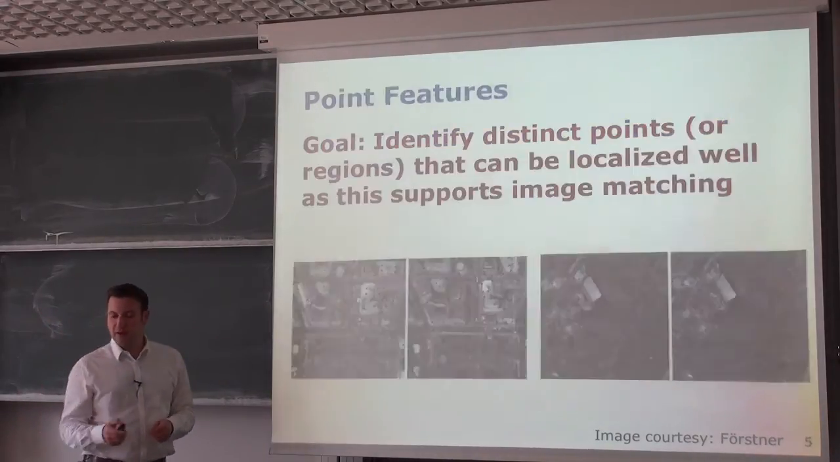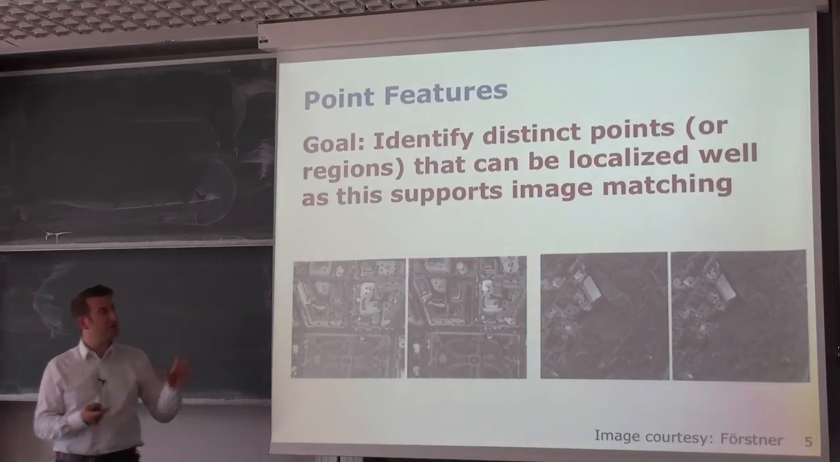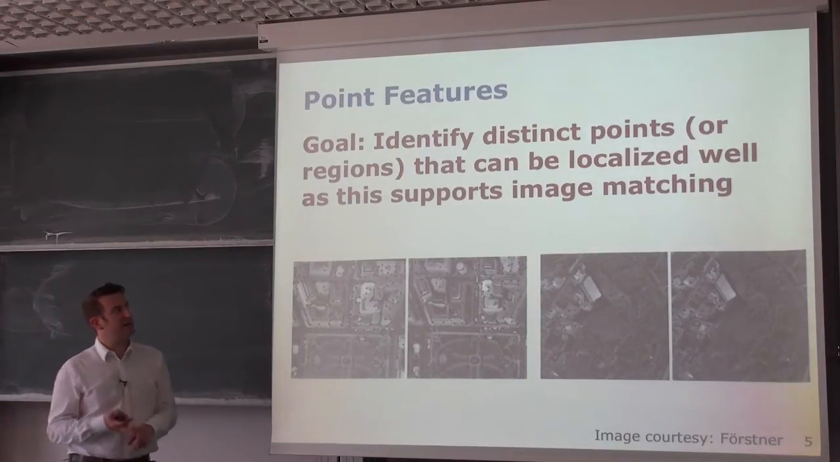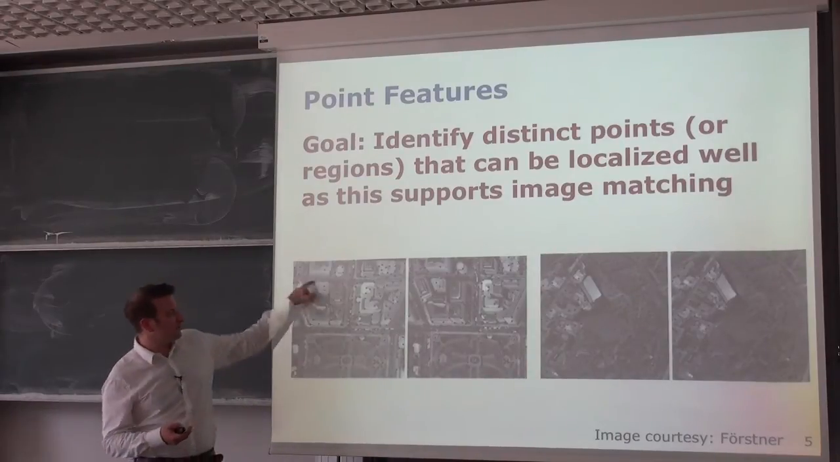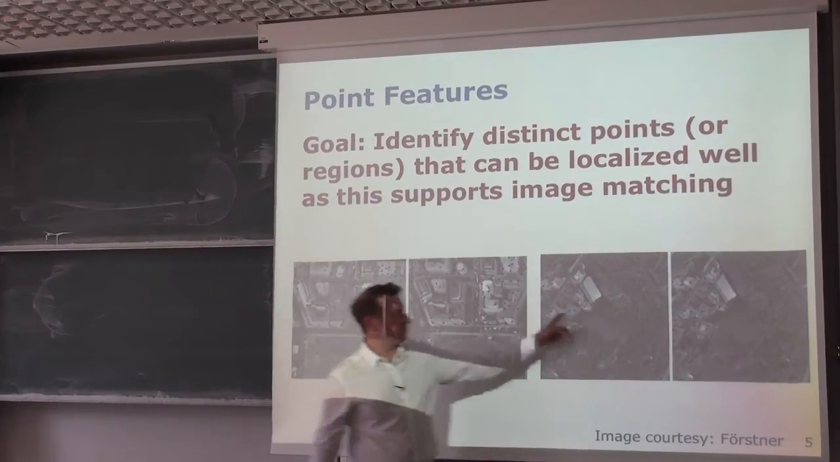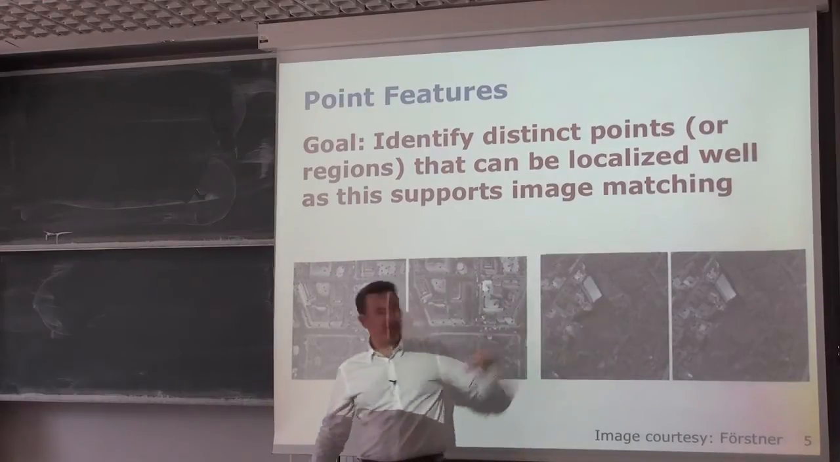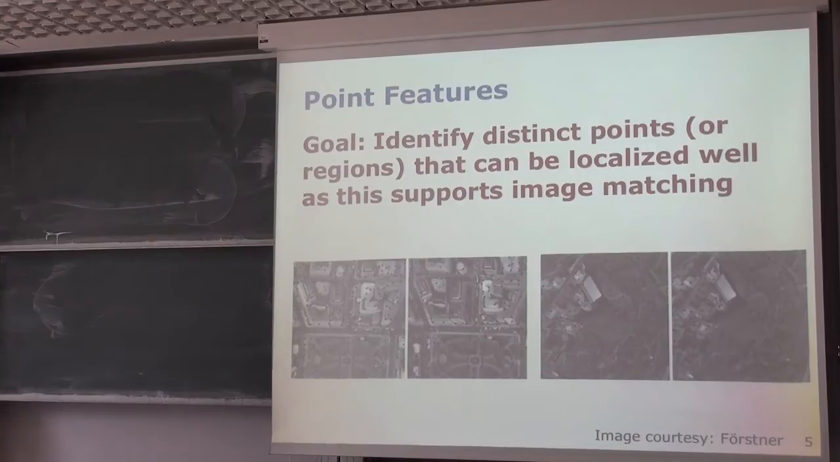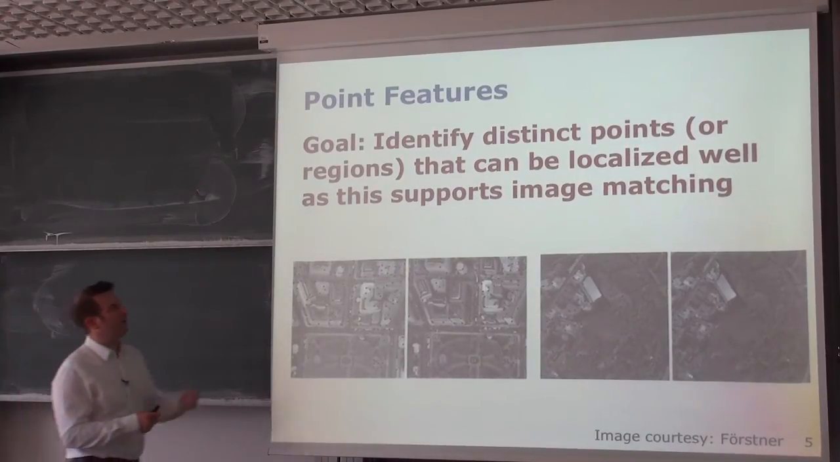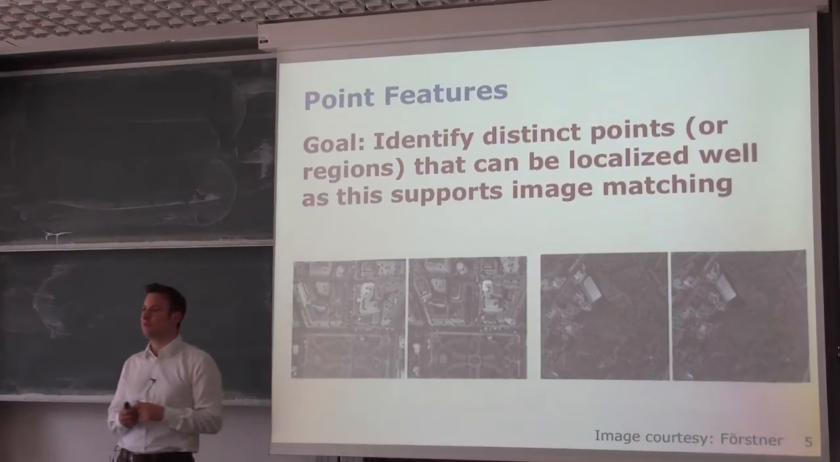So the key goal is to identify distinct points or regions that can be localized well and that we then can use for finding correspondences. So with these two images, which are also a stereo pair, given all those points over here, if we can localize them precisely, then we can actually do a good 3D reconstruction. And we'll now focus on the ability to localize those points.